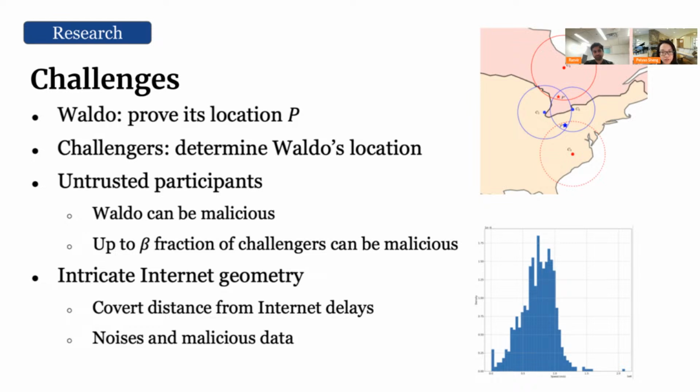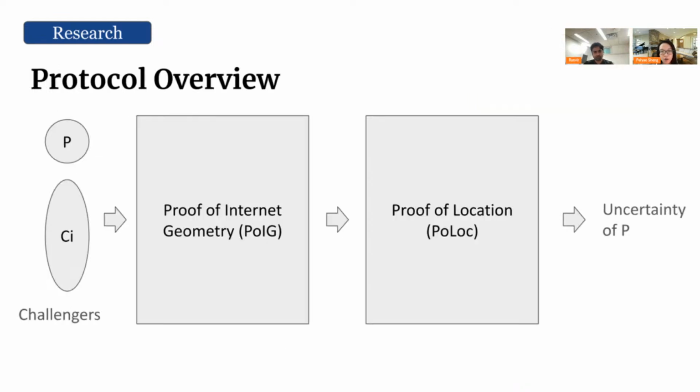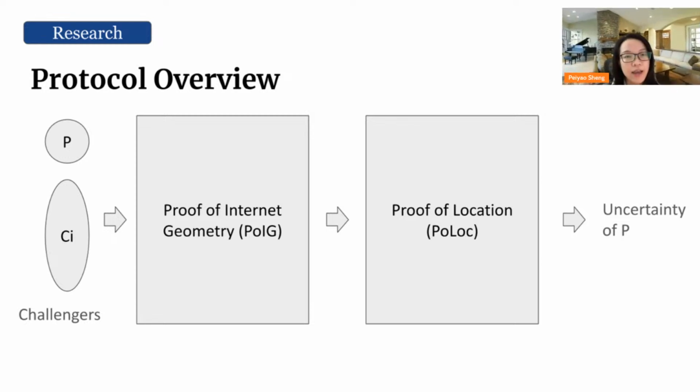So to tackle all these challenges, we propose a protocol that consists of two phases, each addressing one of the issues. The first phase uses some Byzantine-resistant data inferencing techniques to robustly translate the delay measurements into the actual distance. And the second phase combines the cryptographic primitives to securely bound the uncertainty of the claimed location.